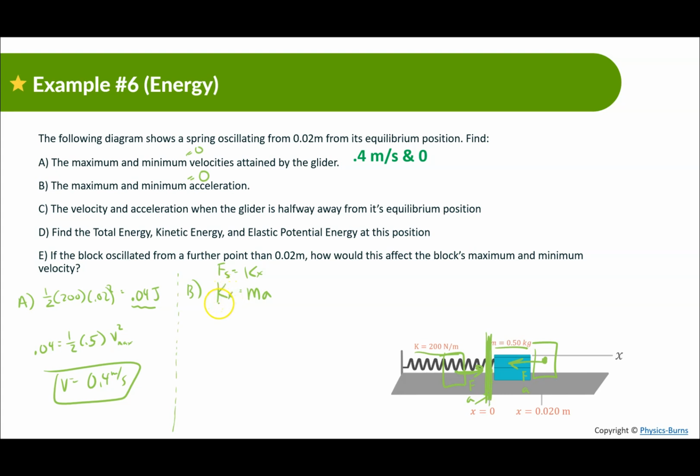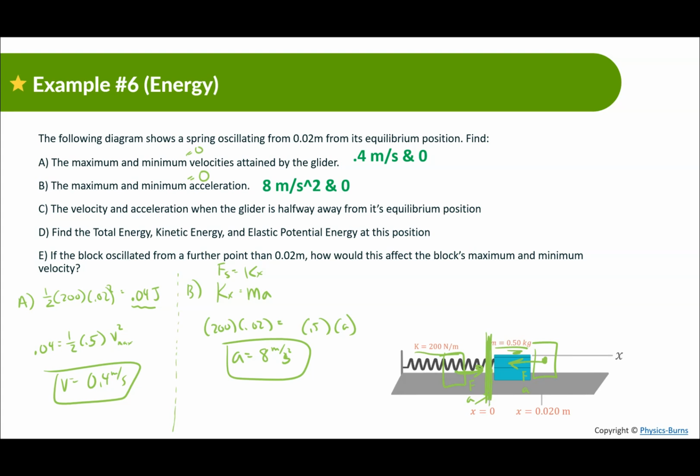Okay, so k is given to us, 200. When it's at its amplitude, that's when it has the maximum amount of force, so that's going to be 0.02. The mass is given to us, 0.5, and then we can find the maximum acceleration. So let's do that. 200 times 0.02 divided by 0.5, and we have an acceleration of 8 meters per second squared. Okay? That's going to be the maximum acceleration.